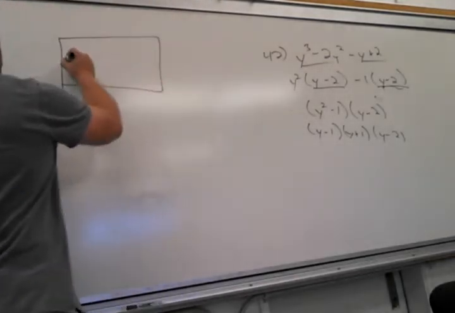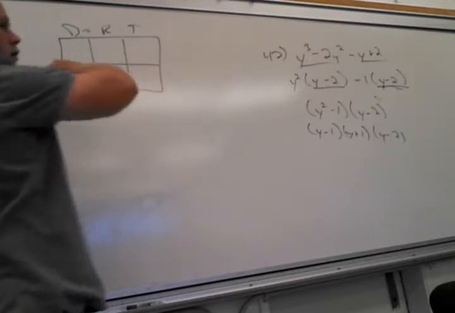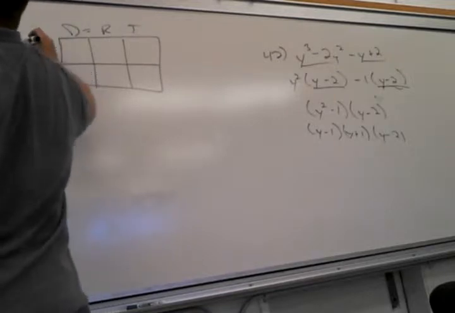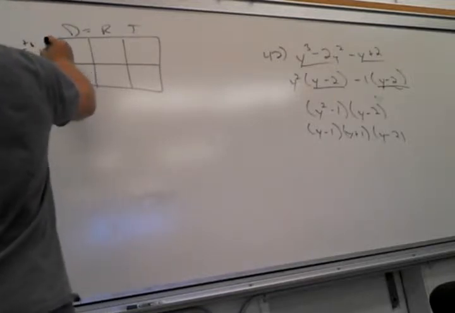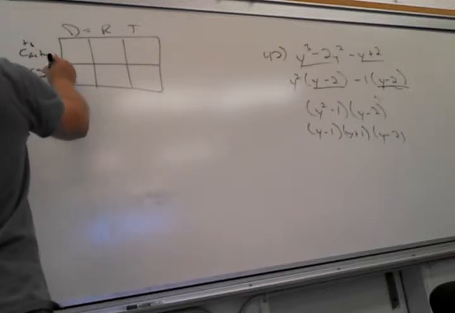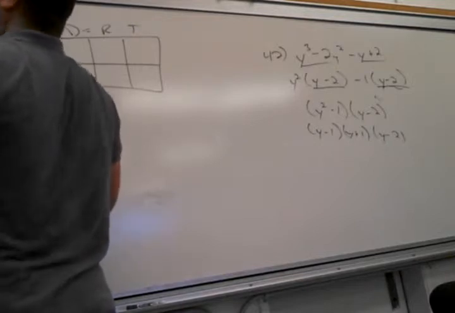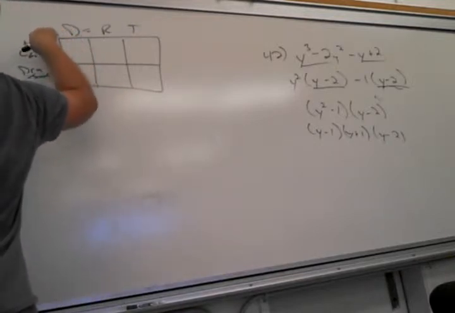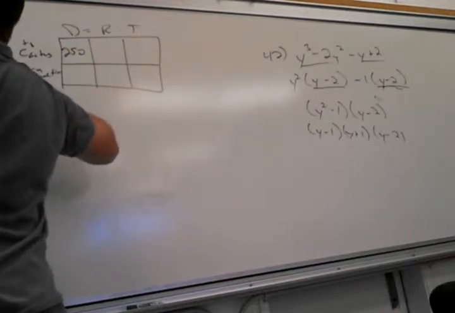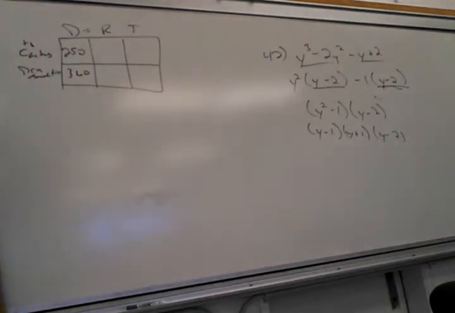Remember, we identify this as a distance rate time problem. So we can put this down. This is Tortula to Cactus, and then from Cactus to Dry Junction. We know from Tortula to Cactus it was a distance of 250, and from there to Dry Junction is 360. So you always look for those definite numbers you can just throw in.